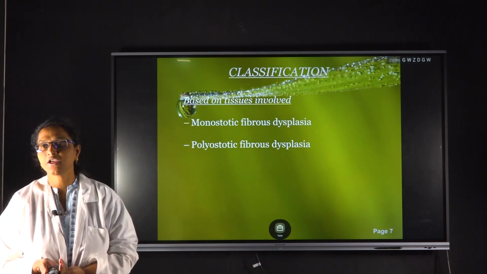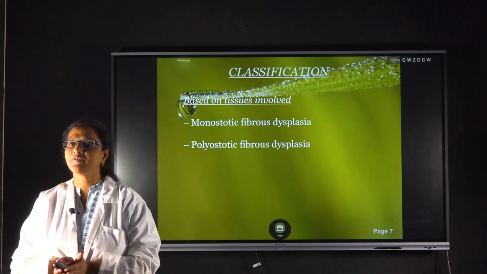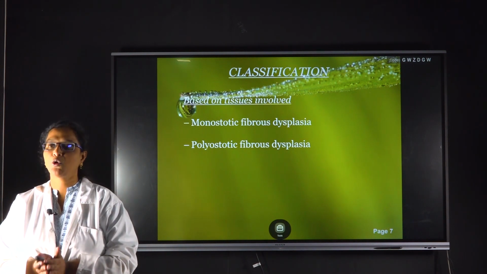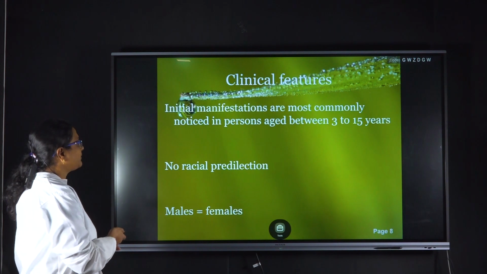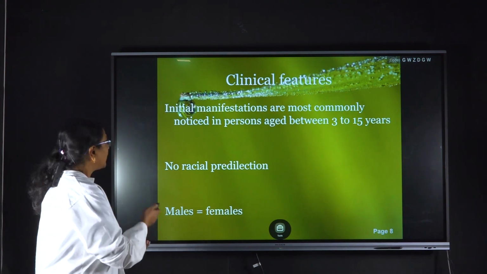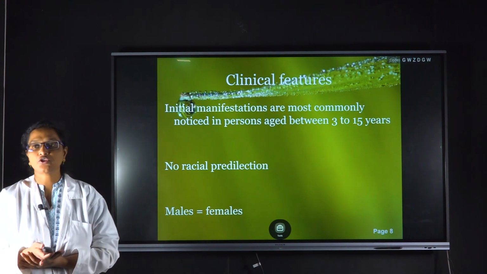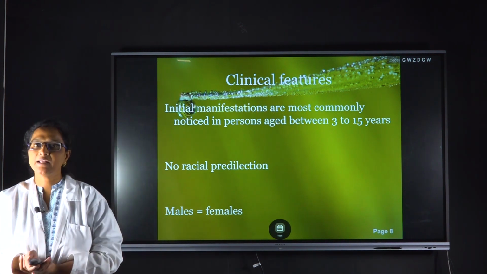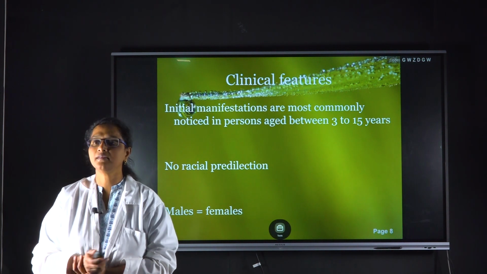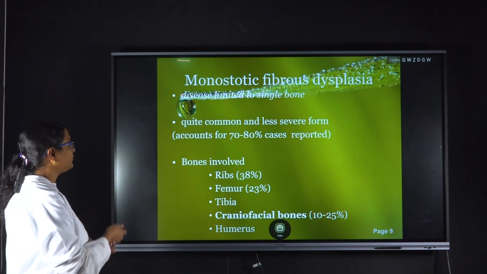Coming to the classification of fibrous dysplasia, we classify fibrous dysplasia basically into monoosteotic type and polyosteotic type. Now we will discuss each of them in detail. Usually the common age of occurrence for fibrous dysplasia is around 3 to 15 years. Males and females are commonly affected. There is no racial predilection.